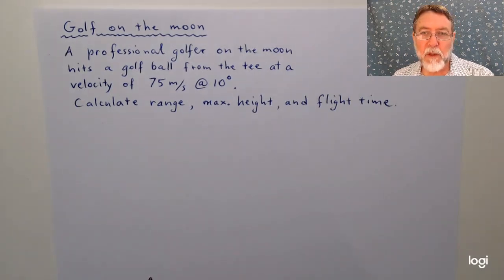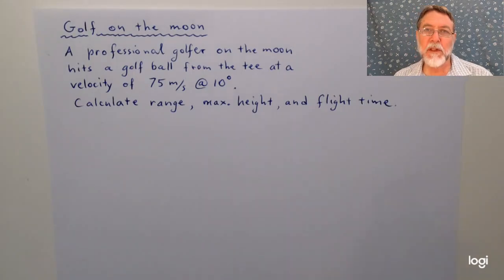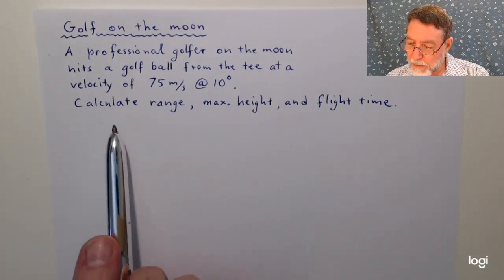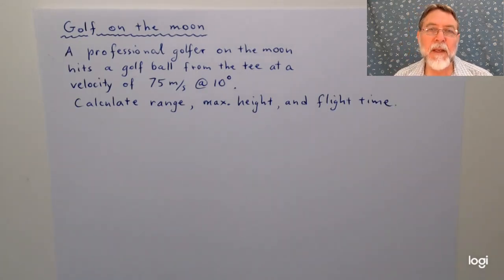A professional golfer on the moon hits a golf ball from the tee at a velocity of 75 meters per second at 10 degrees to the horizontal, and from a tee, so the ball's right down near the ground in the beginning. And we're asked to calculate range, maximum height and the flight time.